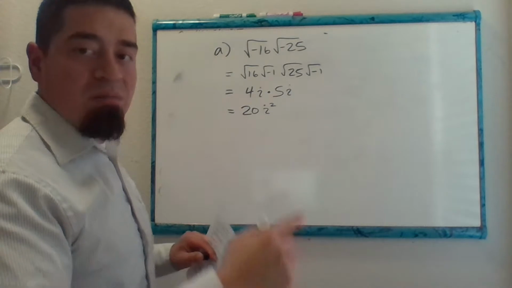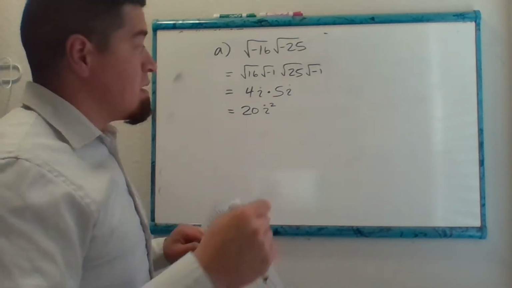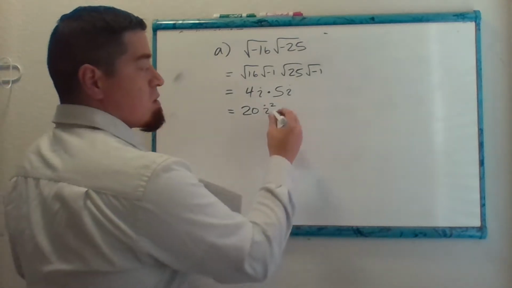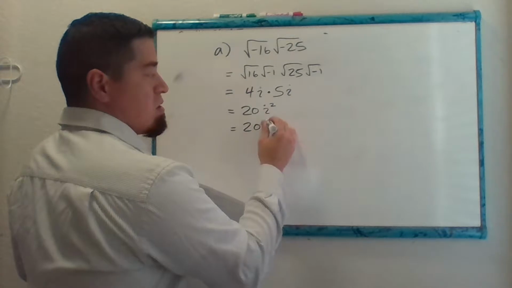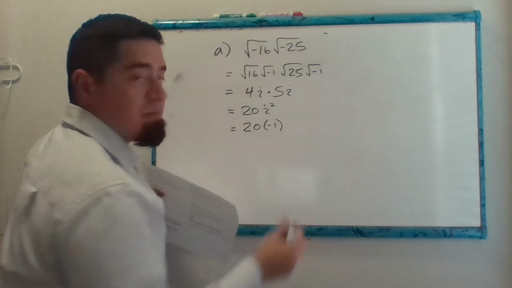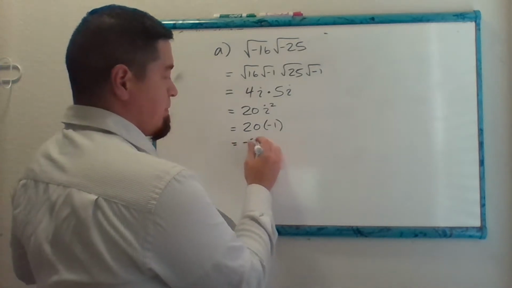Well, it's the square root of negative 1 times the square root of negative 1. Or in other words, the square root of negative 1 squared. The square root will cancel out with the square, therefore, anytime you see i squared, you should know that you can just replace it with negative 1. Okay? Which means this is going to be negative 20.